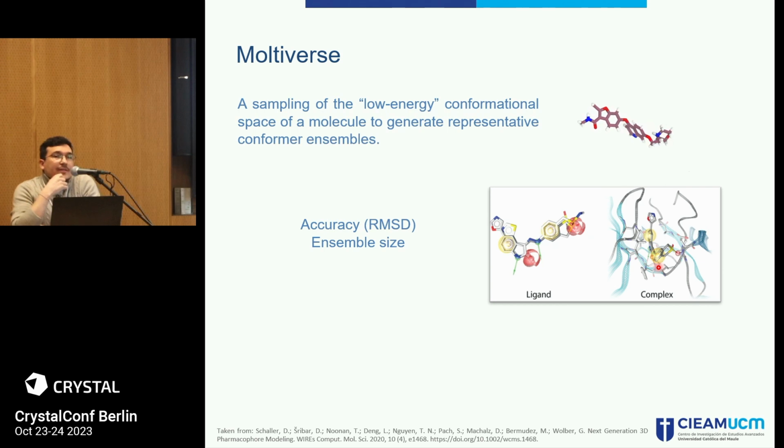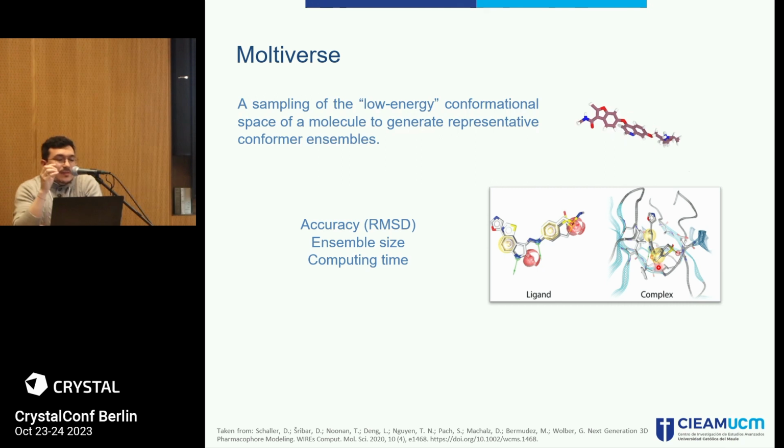Also another critical step is the ensemble size, because often you need to search in a big database of millions of proteins. You need to test a lot of million molecules. So you must generate the minimum ensemble conformation that represents better the conformational space of a molecule.